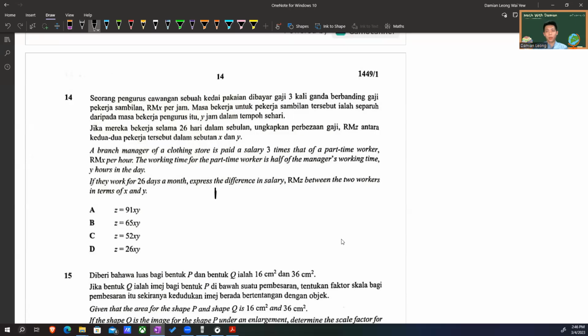So the manager and the part-time worker. Let's see, M and P. M for manager, P for part-time worker. So salary-wise, the branch manager is 3 times the salary. So it's 3x, and this is X ringgit per hour. The working time for the part-time worker is half the manager's working time. Manager's working time is Y hours in the day. This will be half of that, half Y.